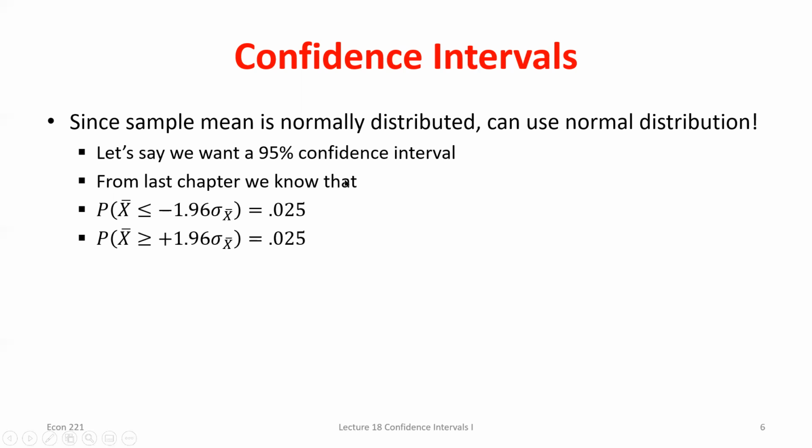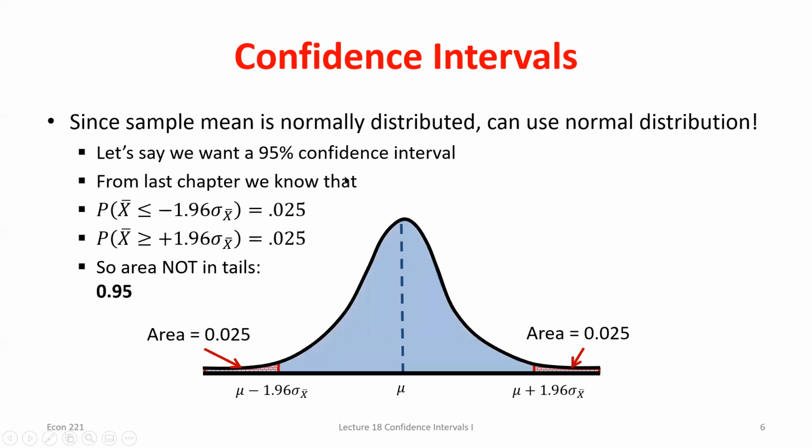So if I go 1.96 standard deviations below the mean, I know that this area is 0.025. And if I went 1.96 standard deviations above the mean, this area would be 0.025.